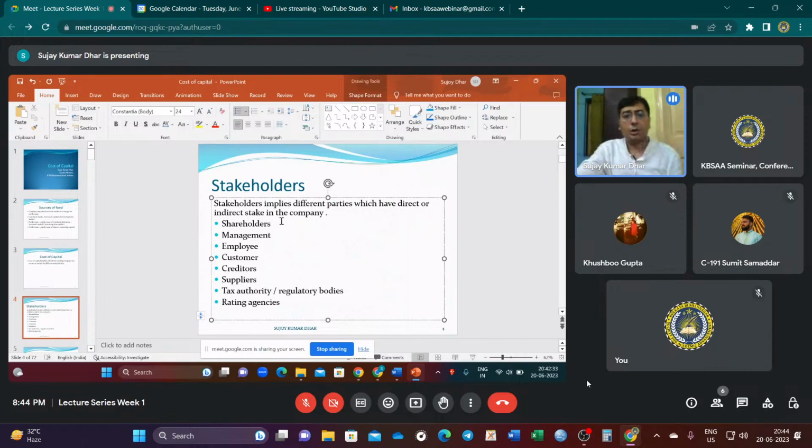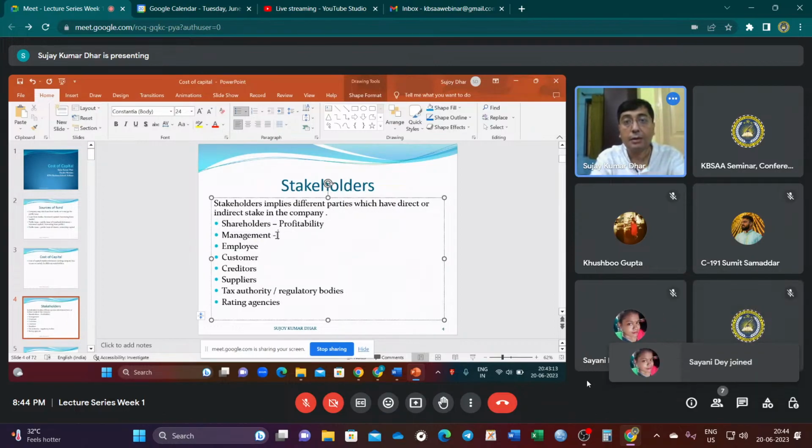So each stakeholder has different expectations from the company. Shareholders, obviously they will look for profitability. They will prefer to maximize their wealth. And how can you ensure shareholders' wealth maximization? When market price of the share goes up. When will market price of the shares go up? When there is adequate buying pressure of the shares, when company earns profit. So shareholders look for profitability.